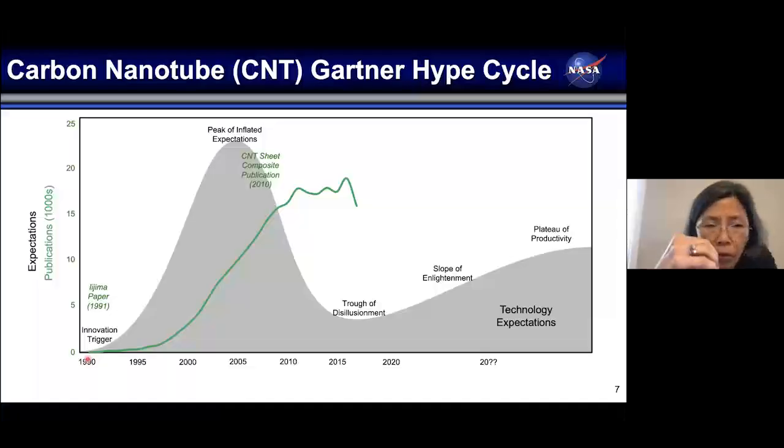The innovation trigger was a paper in 1991 by a Japanese researcher in NEC, where the novelty of carbon nanotubes were recognized. And so, there was some interest. You could see some publications there, but very clearly, once the US invested in nanotechnology, then you had this surge of publications over about 10 years. Of course, there's a lag in publications versus when funding started, and you see that here.